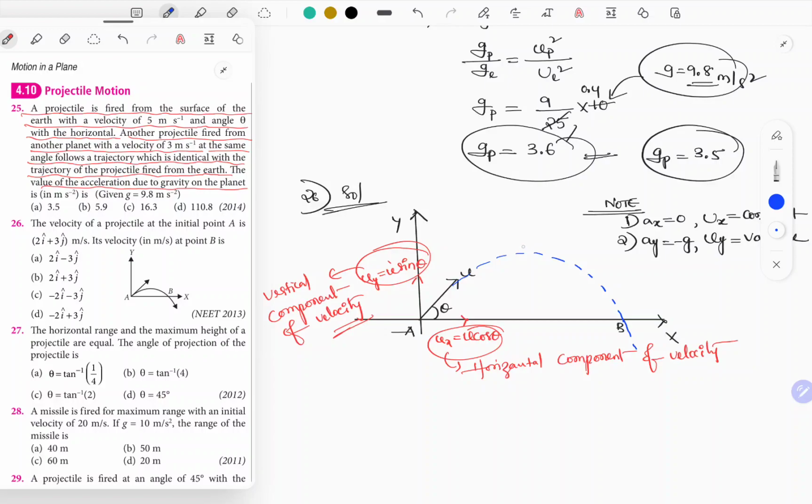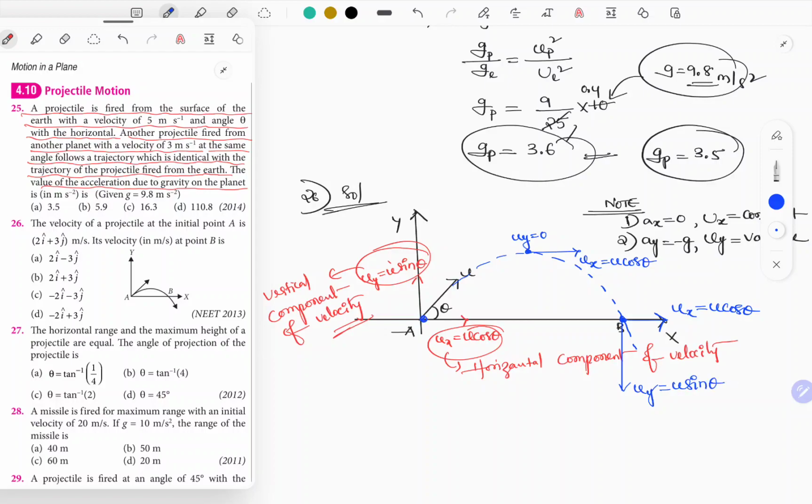Okay. Now when it reaches maximum height, which component of velocity will become 0? The vertical component of velocity is 0. The horizontal component of velocity is going to be constant, which is equal to u cos theta. When it is hitting the ground, the horizontal component of velocity is constant, that is ux is equal to u cos theta. The vertical component of velocity changes direction.